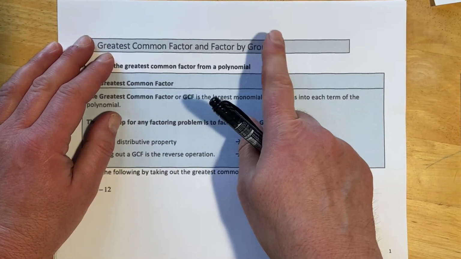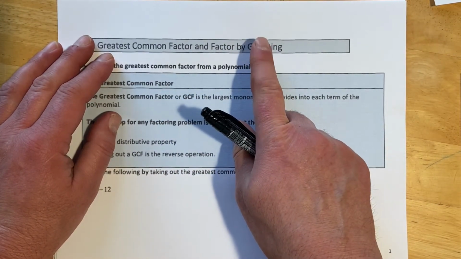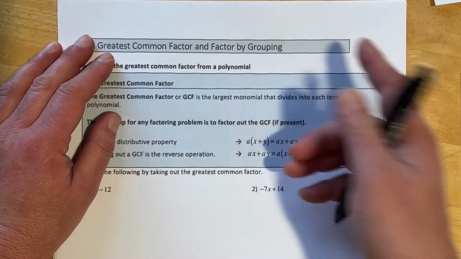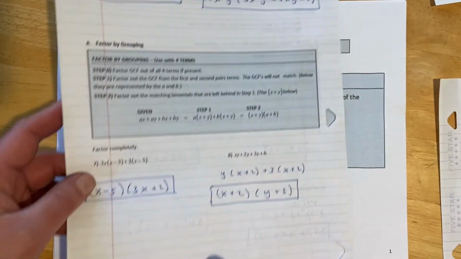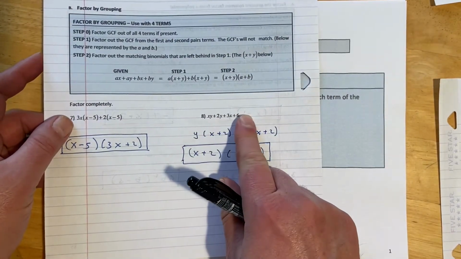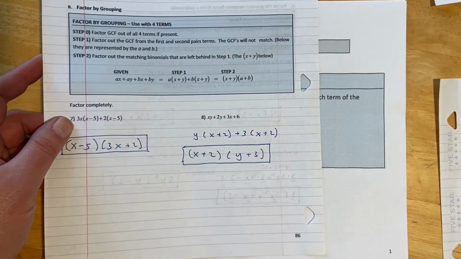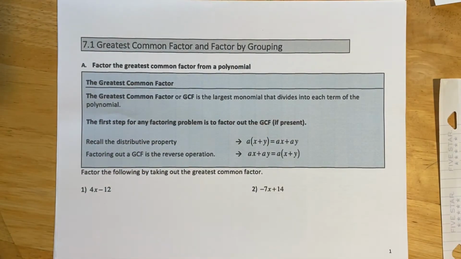So factor by grouping, we are going to use factor by grouping when there are four terms. So when we see a problem that has four terms in it, that tells us it's going to be a grouping problem. So that's kind of the two things we're looking at in this section.